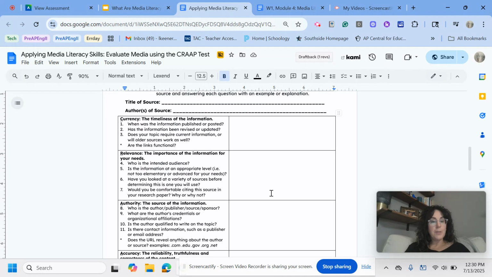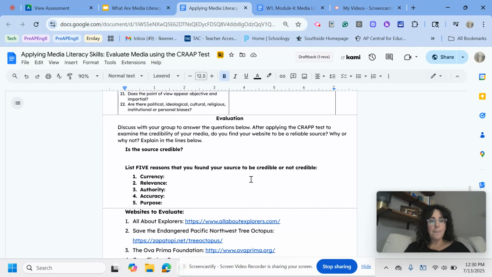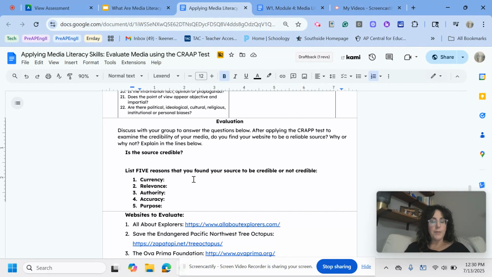Then once each expert group has answered all of the questions, they would come back together. Currency would report on what the currency group found in, again, whatever method they find most appropriate and most interesting for their purposes, again, for differentiation. And then after discussing all of these five parts of the CRAP test, the students would evaluate the website for its credibility. Is the source credible? Why or why not?